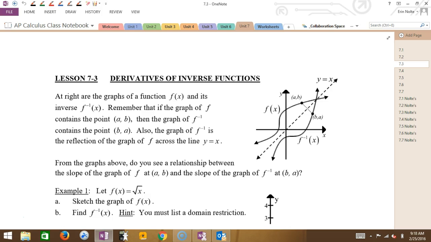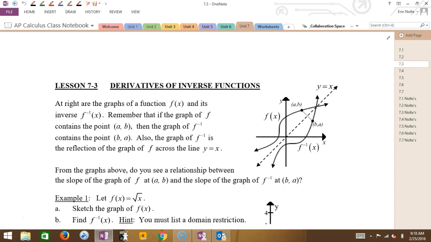Okay, do you guys remember how you find an inverse? Exactly, and then you just solve. So you just switch the x and the y.